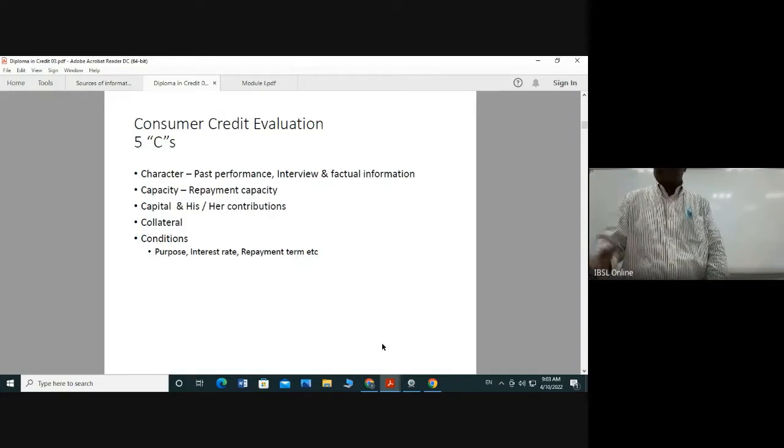So one is the 5C's method. What are those 5C's? Character of the customer; capacity of the customer, that is the repayment capacity; capital and his or her contribution, that is how much loan he expects from the bank for that purpose and how much he can contribute; then collateral, the fourth C, what collateral he can offer for this facility; and finally, conditions for these facilities, such as purpose, interest rate, repayment, etc. All these come under conditions. So this is the 5C's method. This also we have discussed in detail in our previous lecture.